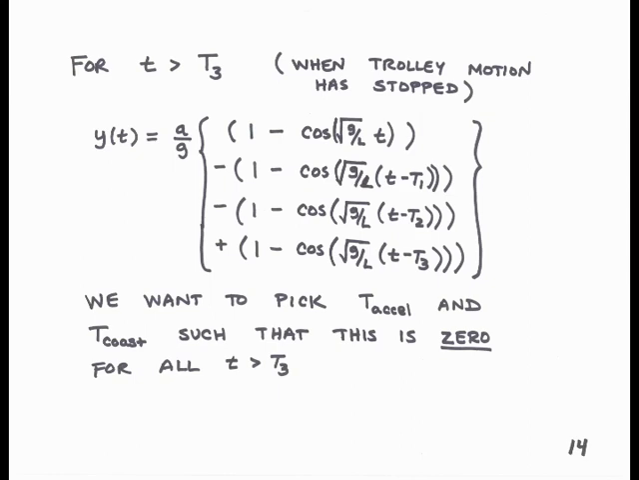We now want to pick T_XL and T_cost such that this is 0 for all t greater than t3. Recall that t1, t2, and t3 are related to T_XL and T_cost. Thus, by picking T_XL and T_cost, we are picking t1, t2, and t3 in the above expression. How can we choose these variables so that y of t will be equal to 0 for all time t greater than t3? We'll cover how to do that in our next presentation.